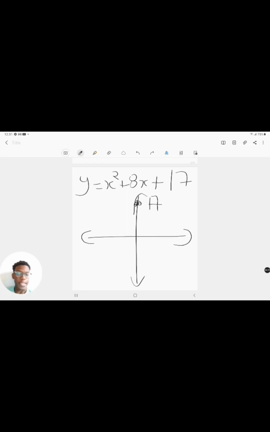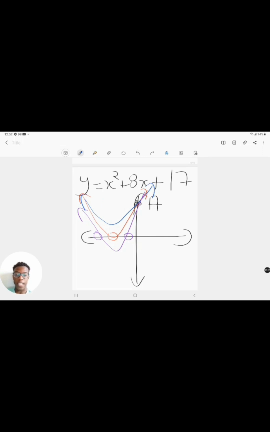But does this graph have x-intercepts or does it not? Does this graph do that? Or does this graph do that? Notice what I'm doing here. Does this graph have two x-intercepts, or does this graph have one x-intercept, or does this graph have no x-intercepts? Which one is it?